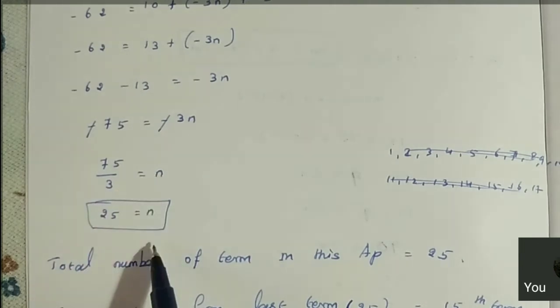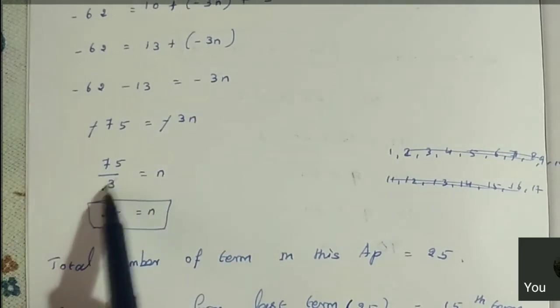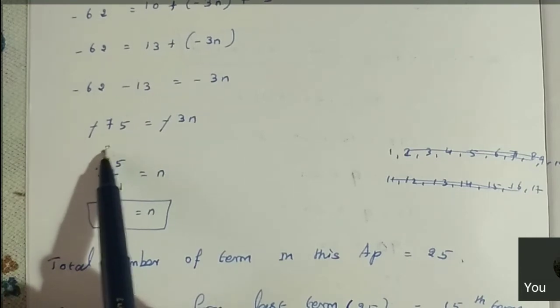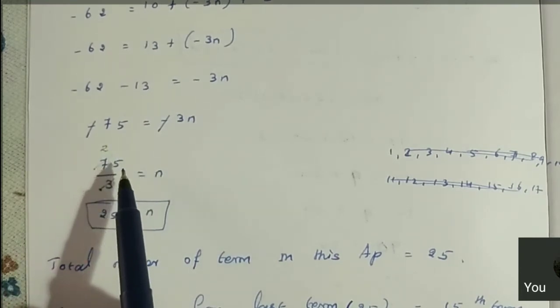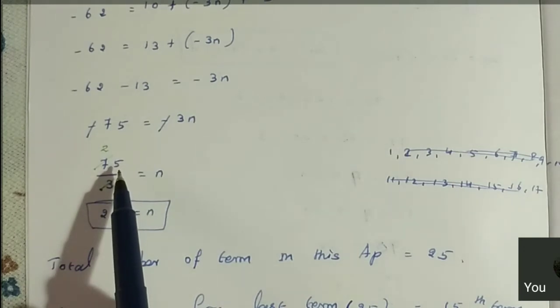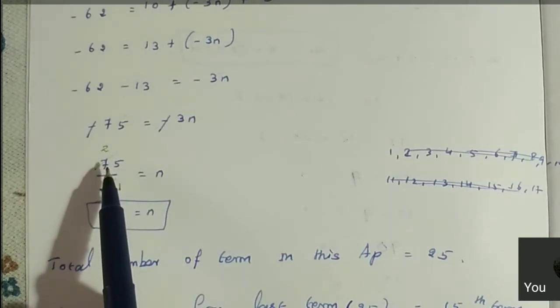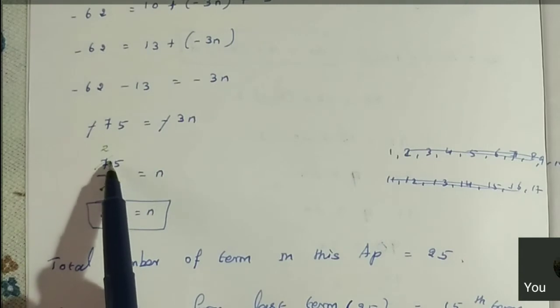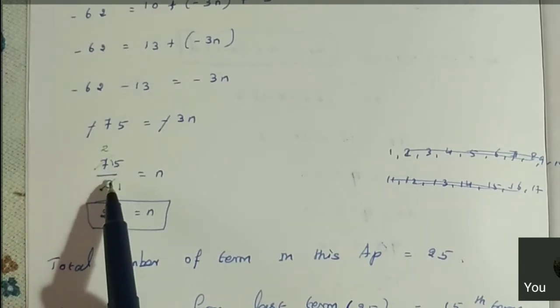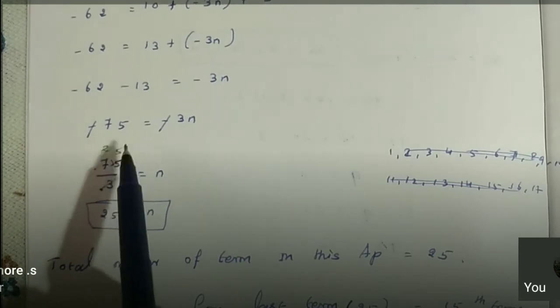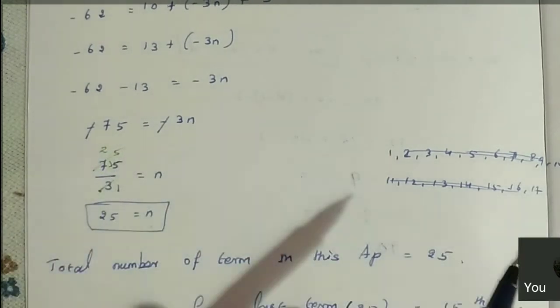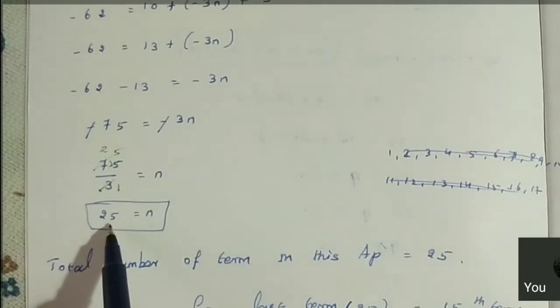Then n is equal to, when we cancel it, 1 3 is 3, 2 3s are 6, remaining 1. Then how many 3s are 15? 5 3s are 15. So 25 is equal to n. So which term is it? n is equal to 25.